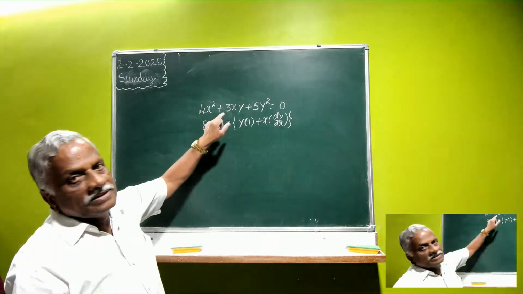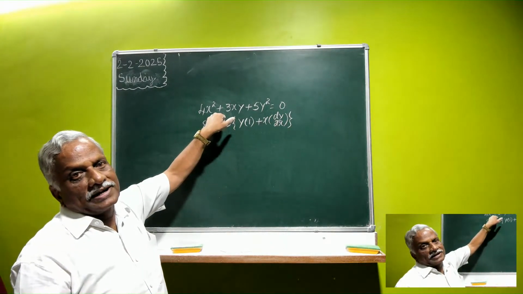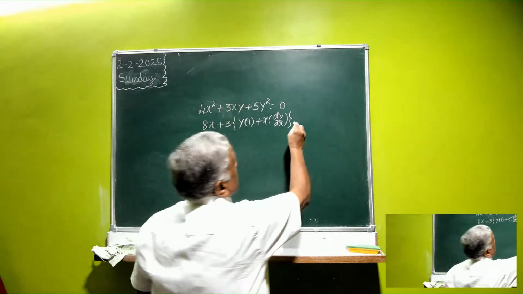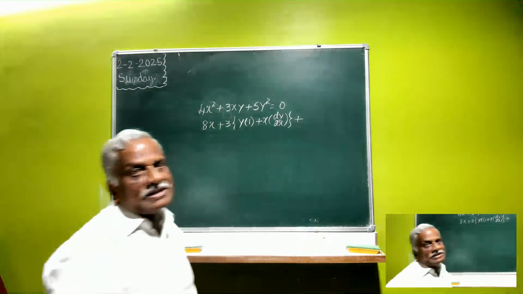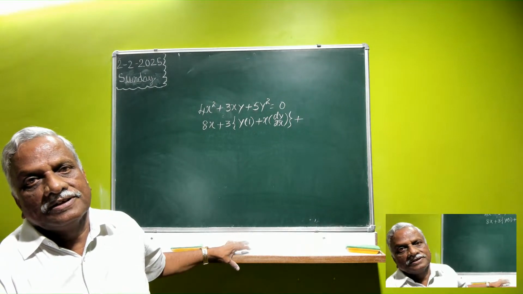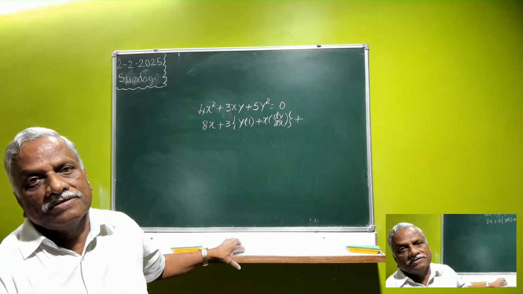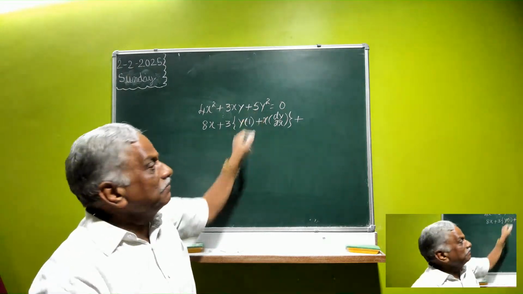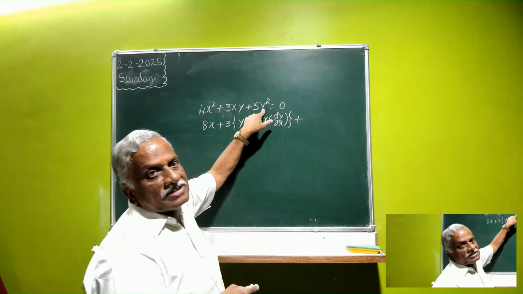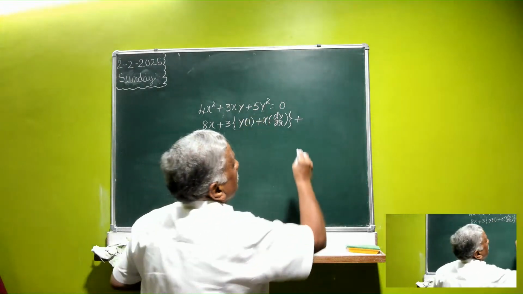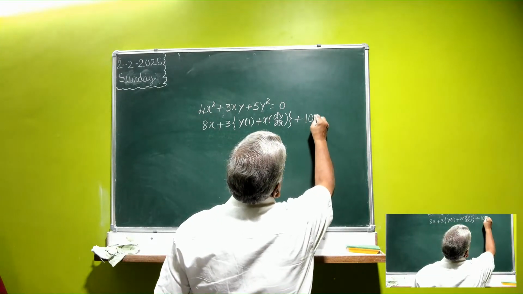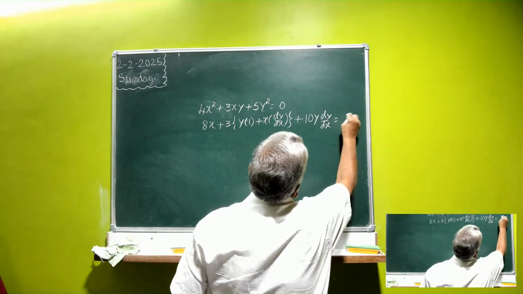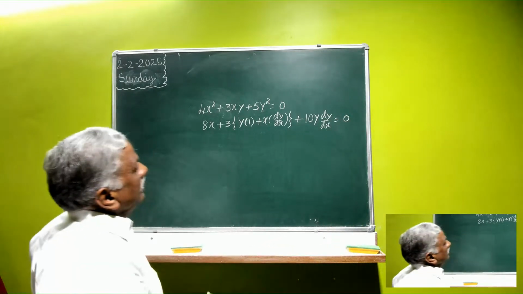I repeat, xy is a product. Therefore, you need to use product rule. Plus 5 is a constant. Differentiation of 5 is 0, but 5 is multiplied by y square. So keep 5 as it is. Differentiate y square, you get 2y. Therefore, this is 10y dy by dx. That is equal to 0. Let us group it.